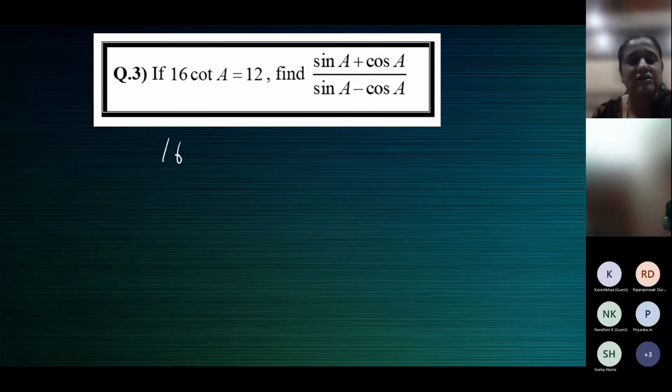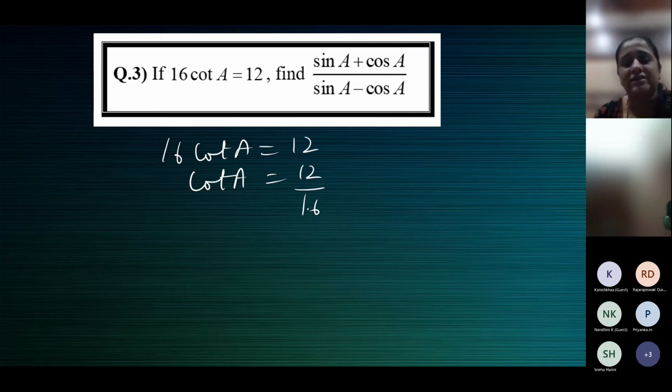Now children, 16 cot A is equal to 12. Now cot A is equal to 12 by 16. Now how did we get 3 by 4? Because we divided the numerator by 4 and the denominator by 4.